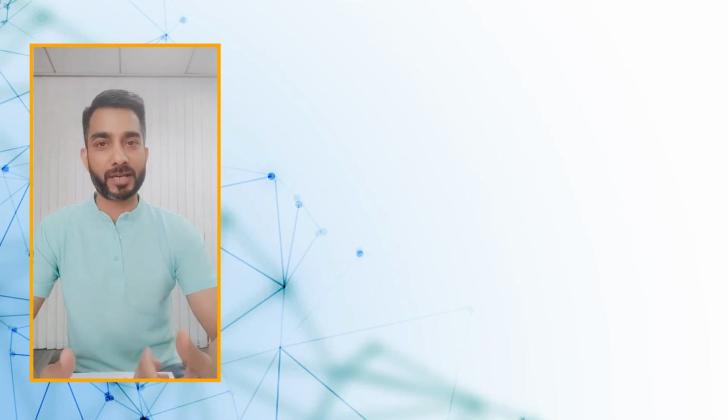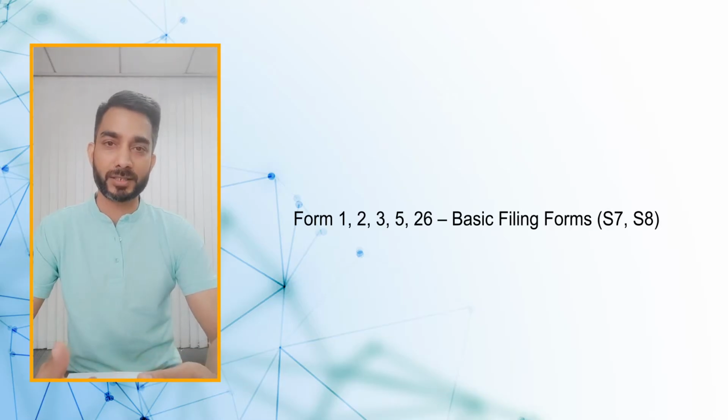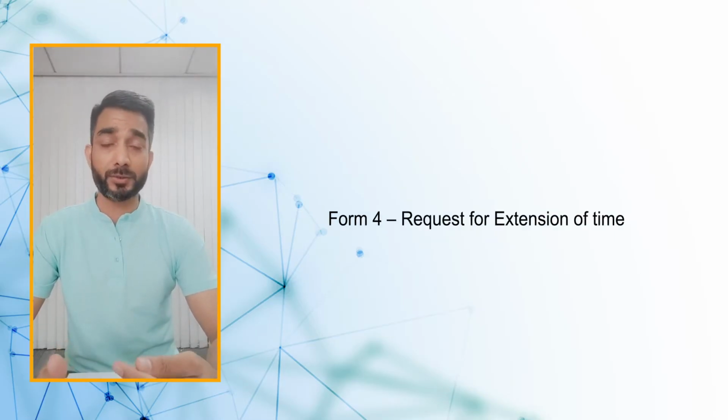Forms to be used during the life cycle of a patent application. During the filing of an application, Form 1, 2, 3, 5 and 26 to be used. Form 4 to be used in case you require extension of time. During the application phase, in case you wish to substitute an applicant, Form 6 needs to be used.